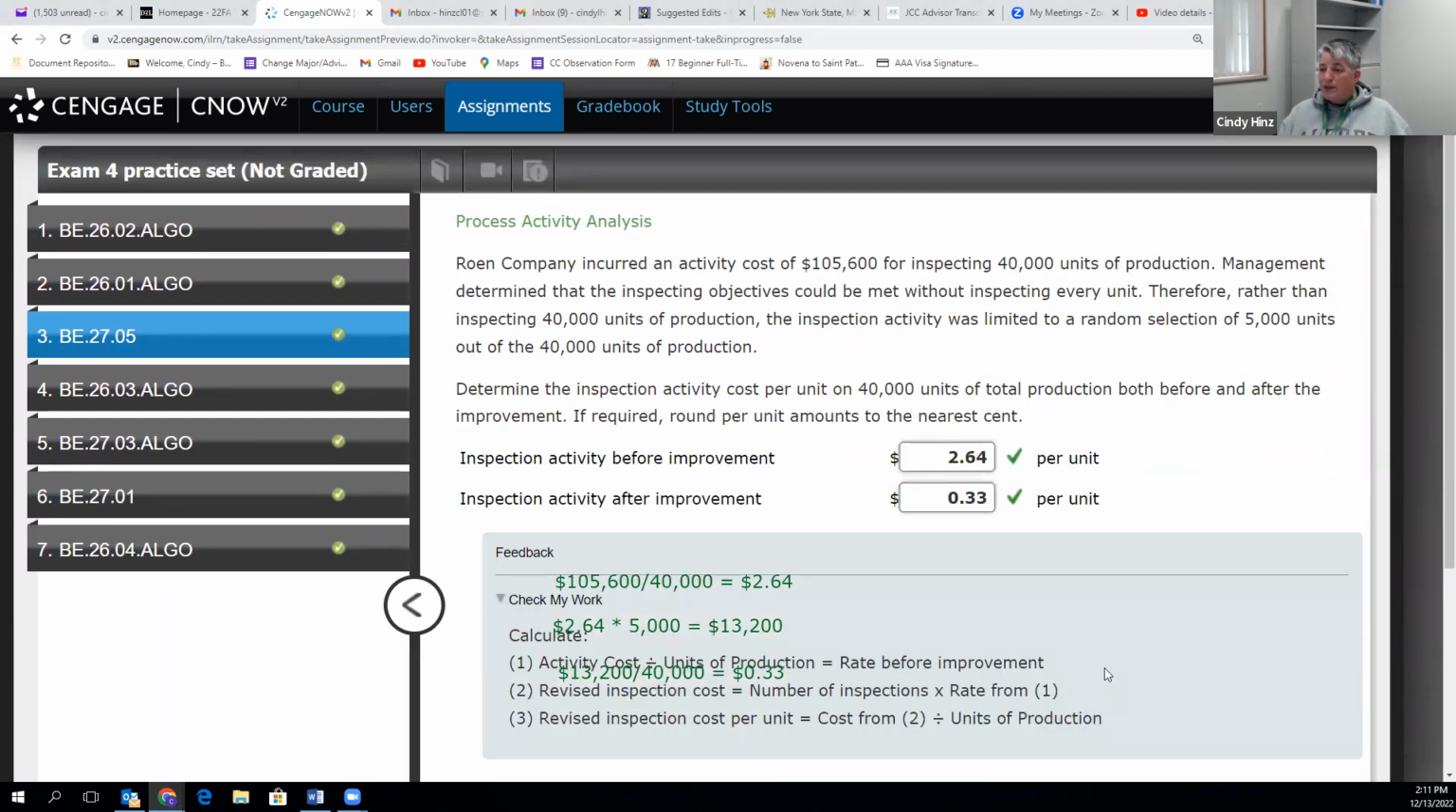If it turns out that some of the $105,600 was actually a fixed cost, we would have to take that into account in determining our total cost of inspecting that smaller number of units. We can't do that with this exercise because it doesn't tell us what percentage is fixed. In fact, we're assuming that it's all variable. And if we go from inspecting 40,000 to only 5,000, which is 1/8 of the total, our costs will be cut down to 1/8 of the total.